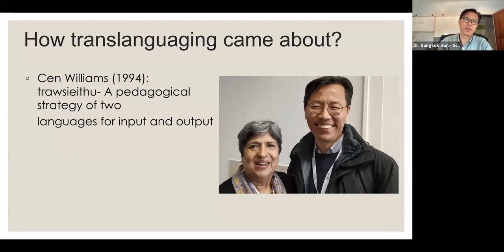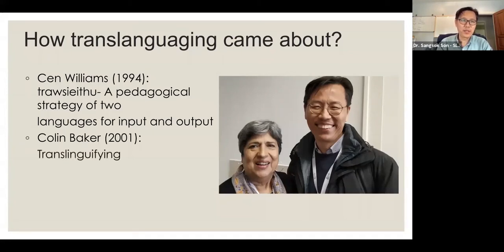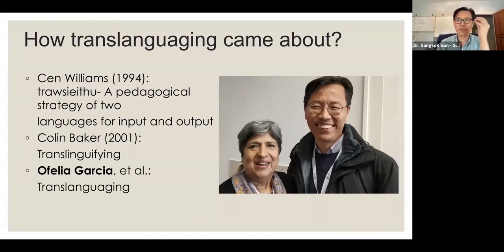So this was originally used as a pedagogical strategy for two languages, but this was translated later on by his Ph.D. supervisor, Colin Baker. Colin Baker is also the supervisor of Catherine Young, the one who worked in the Philippines before. He translated this as translinguifying before, and then Colin Baker connected Cen Williams and Ofelia García later in 2000 in Welsh, and eventually Ofelia García and others made the term translanguaging, and the debate further developed. So I presented some examples from Chiang Mai in Praha and 2 years ago in Czech Republic, and I got some ideas from her for them.